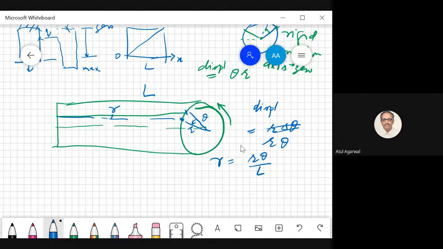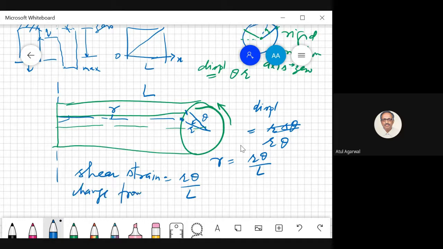So what is seen is you had initially two lines. One line was this, another line was this horizontal line. There is a change in this angle. Earlier the angle was 90 degrees. Now this angle has changed by gamma. And this angle is called shear strain. So it is the change from 90 degrees, the amount of change introduced.